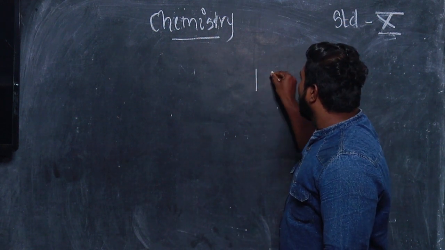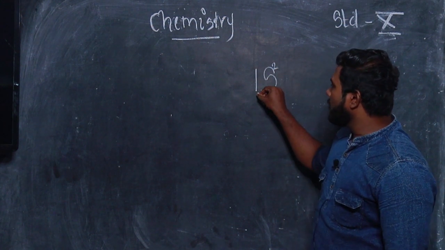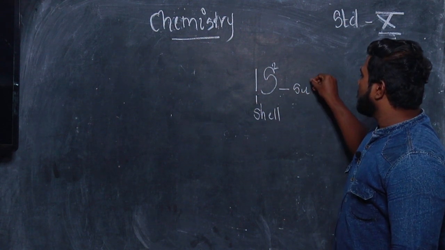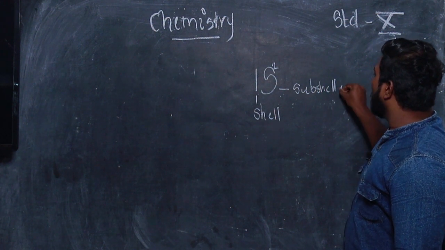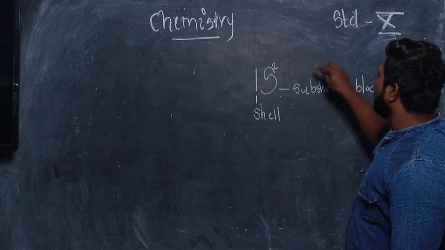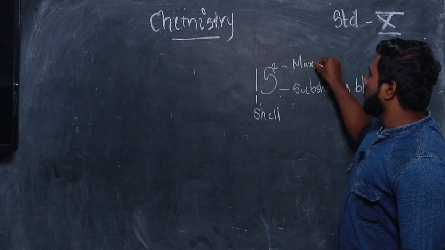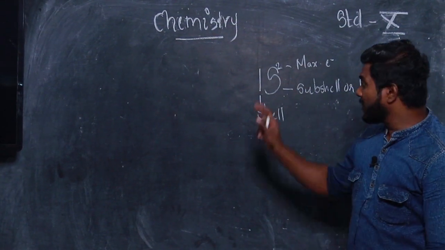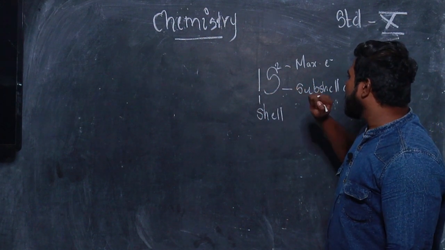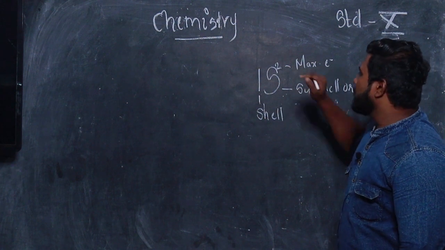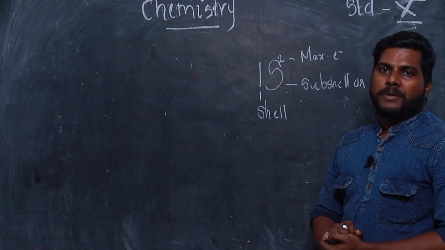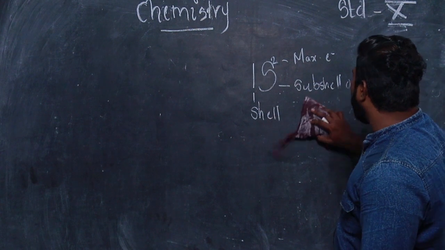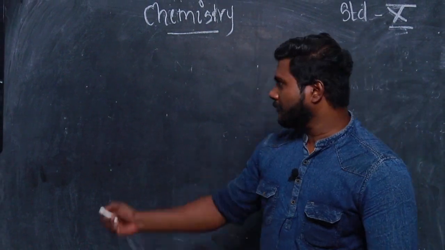Here, 1s2. This 1 means the first shell, S means the subshell or block, and 2 means the maximum electrons present in that subshell. I want to repeat that. In 1s2, 1 means the first shell, S means the subshell, and 2 means the maximum electrons present in that subshell. Here I want to explain with one example, that is sodium.